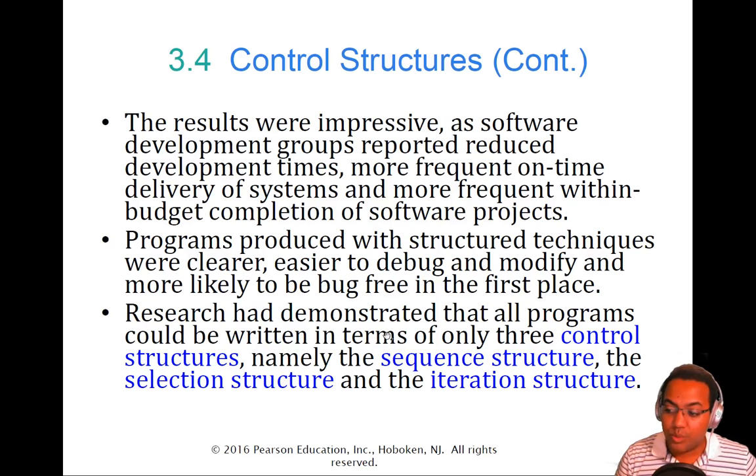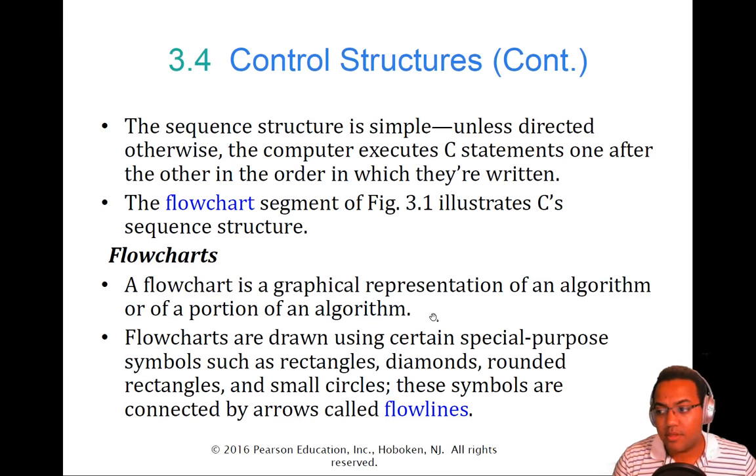Research had demonstrated that all programs could be written in terms of only 3 control structures: the sequence structure, the selection structure, and the iteration structure. Just know that the one that we talk about the most here is iteration, or loops. So let's talk about the sequence structure. It's simple. Unless directed otherwise, the computer executes C statements one after the other in the order in which they're written. This is the sequential or waterfall execution that we're talking about.